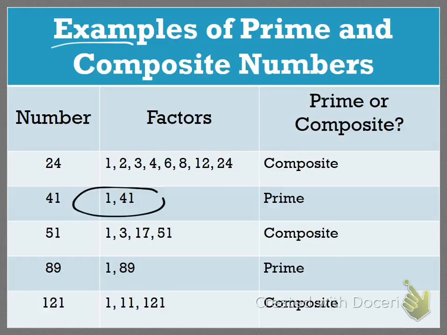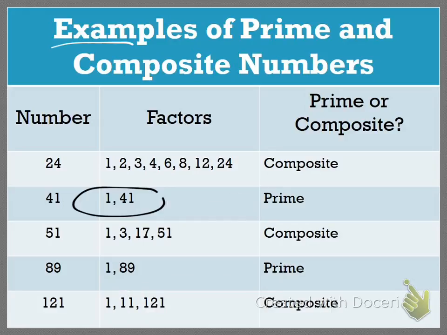A number is always going to have a factor, but it might only be 1 and the number itself, so that's why it's prime. 51 is commonly thought of as prime, but it's not. It's composite because 3 and 17 are factors. 89 is prime, and even though 121 only has 1 other factor, it's still composite because the rule for composite is it just has to have at least 1 other factor.